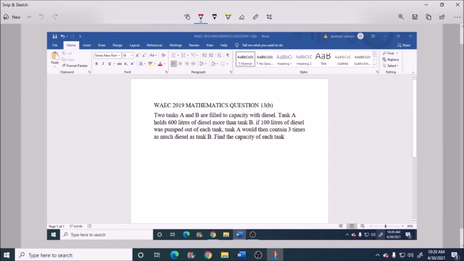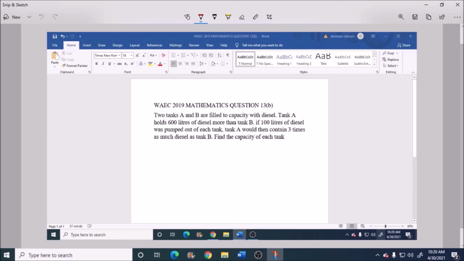Hello and welcome. Today I will be answering WAEC 2019 mathematics question 13B. Two tanks A and B are filled to capacity with diesel. Tank A holds 600 liters of diesel more than tank B. If 100 liters of diesel was pumped out of each tank, tank A would then contain 3 times as much diesel as tank B. Find the capacity of each tank.